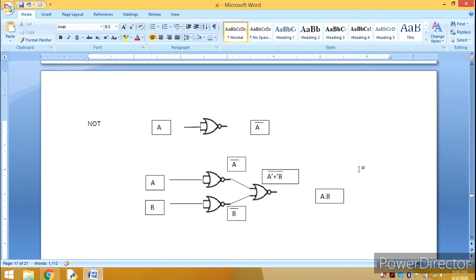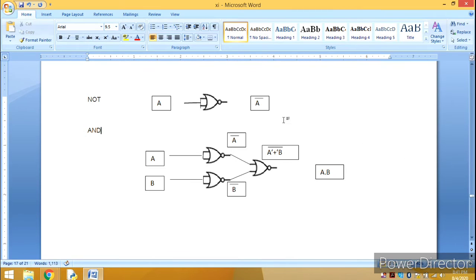Yes, sir. So now if you see De Morgan's law, what is it saying? According to De Morgan's law, the complement of A plus B is equal to A complement into B complement. So it is A into B. So now this is representing the AND gate. So here this is representing you the AND gate.